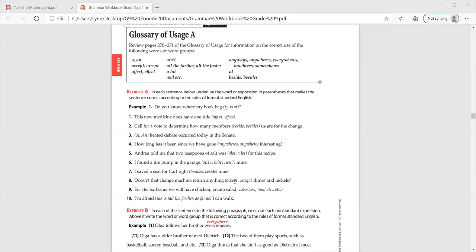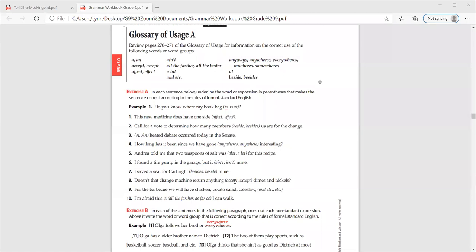Then we have affect and effect. Affect is a verb meaning to influence. Effect, used as a verb, means to bring about or to accomplish. Used as a noun, effect means the result of some action. Example, the bright colors affect how the patients feel. The treatment will effect a cure for the disease. The bright colors have a beneficial effect on the patients.